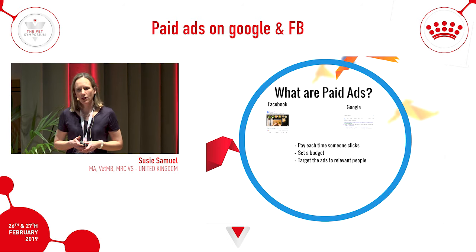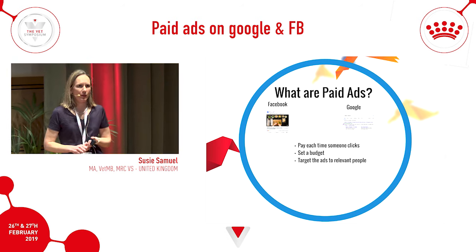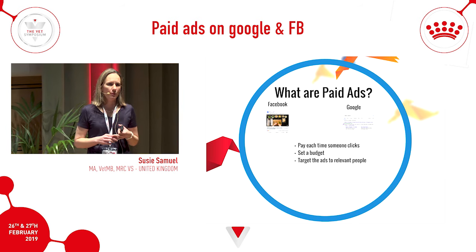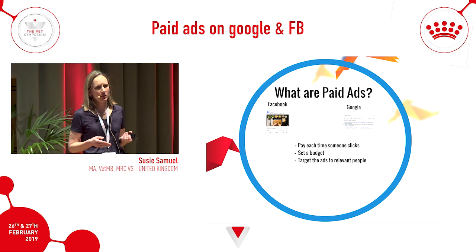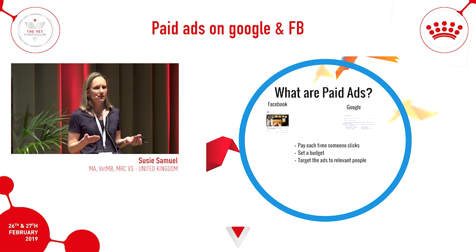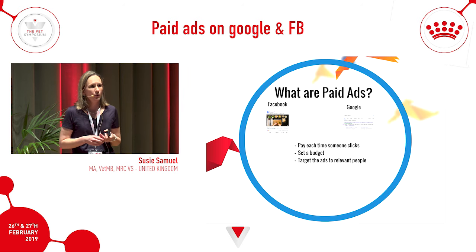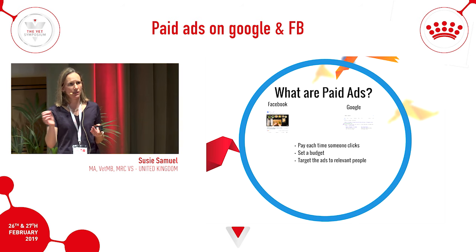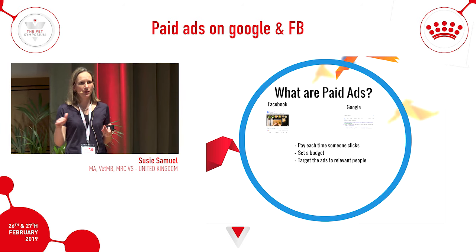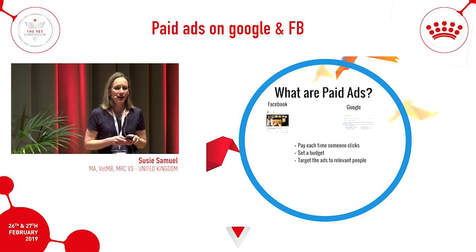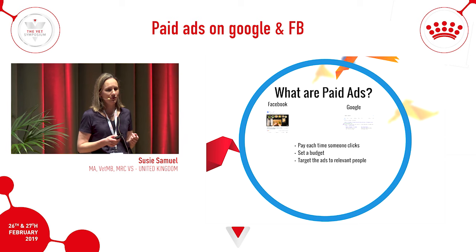So there's actually quite a lot of similarities between Facebook ads and Google ads and the way that they work. For both types of ads, you pay every time somebody clicks on them, or you can pay for a certain number of impressions. So that's to say, you can say, right, show my ad 1,000 times. With both sets of ads, you can set a budget. This is really important because you want to put a limit on how much money you're going to spend on the paid ads. And with both sets of ads, you can target them to relevant people.